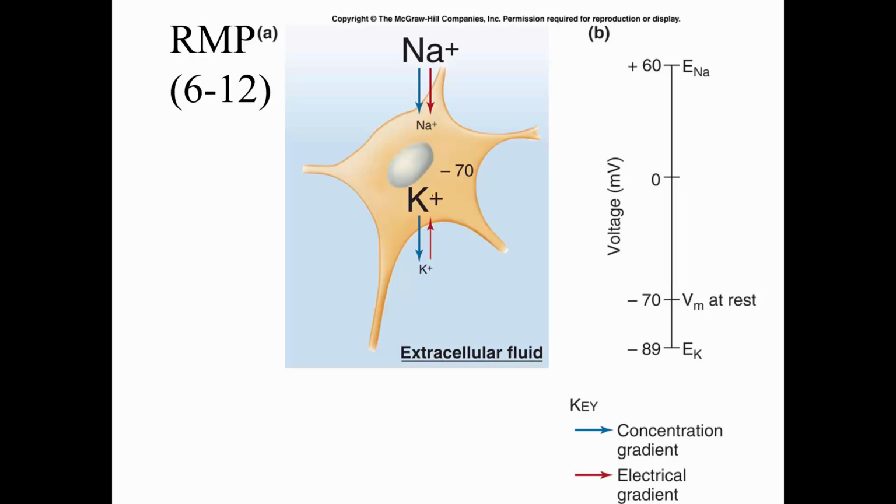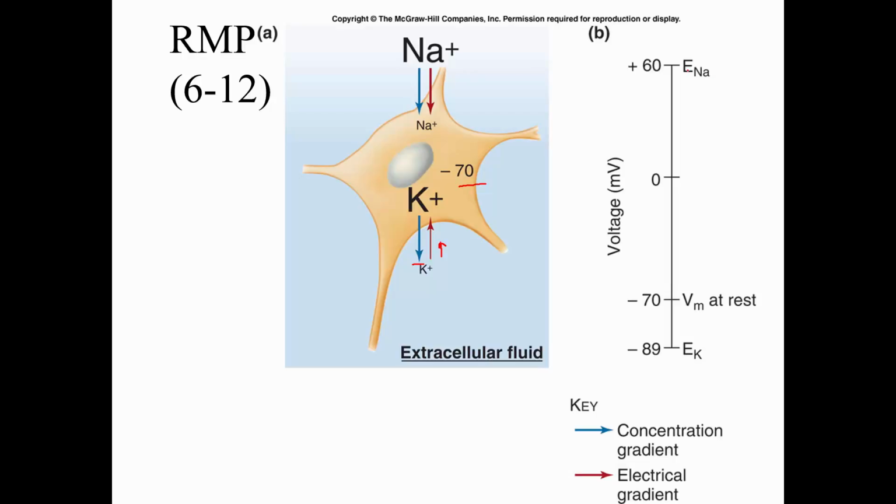Alrighty, so here we have a cell, and we see at rest, this membrane potential is -70. Notice our concentration gradient and our electrical gradient for sodium are both in. Notice that the concentration gradient for potassium is outward, and the electrical gradient for potassium is inward. So these two gradients are not in the same direction. These two gradients are in the same direction.